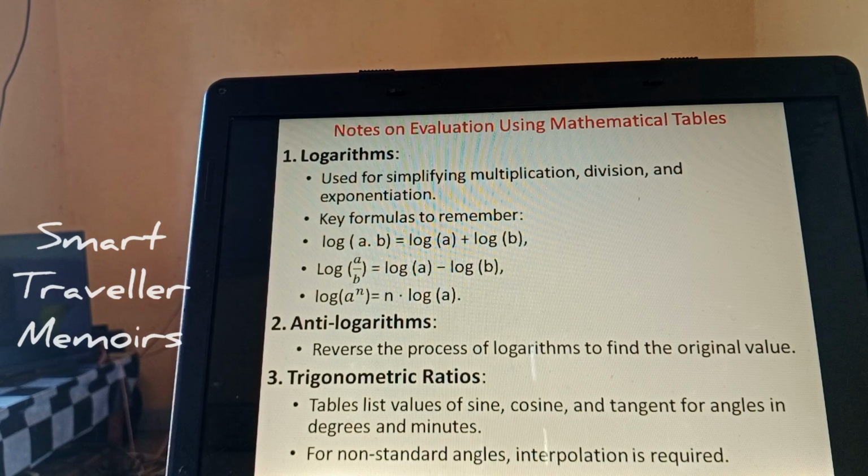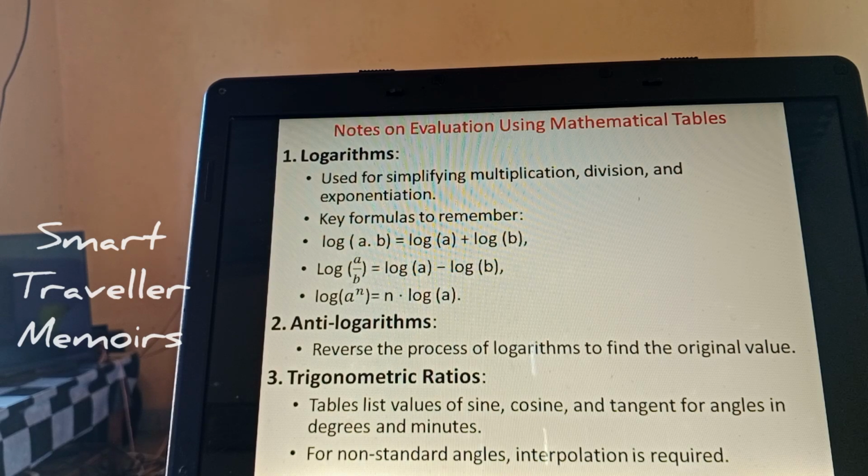In other words, when you are multiplying numbers, you add the logarithms. When you are dividing numbers, you subtract the logarithms. When you have raised a number to an exponent, you multiply the logarithm by the exponent. Anti-logarithms reverse the process of logarithms to find the original value.